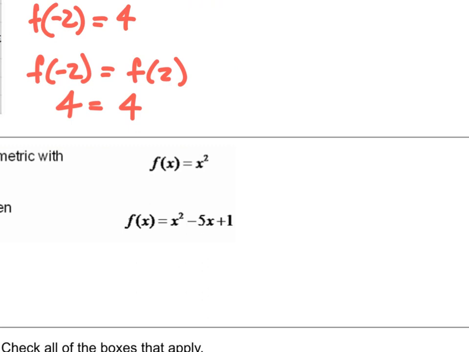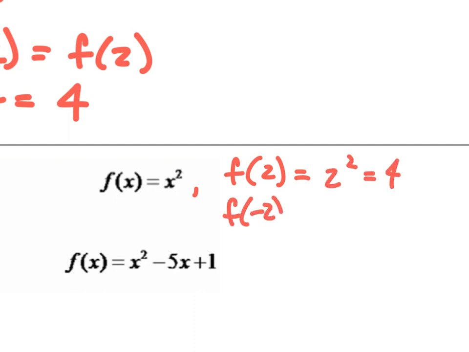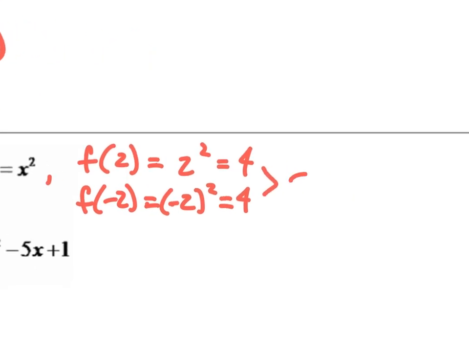Over here with f of x equal to x squared, we just plug in a value. If you plug in f of 2, you get 2 squared, which is 4. If you plug in negative 2 into that function, you get the quantity negative 2 squared, which is also 4. Because you get the same y value, you know that f of x is even.